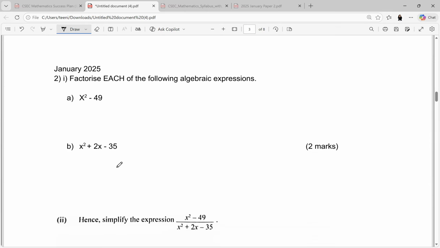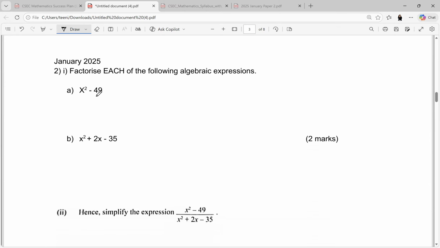Factorize each of the following expressions. Again, these two are quadratic expressions, right? What is this one, 2 part A? What do we call this one, x squared minus 49? Anybody knows? What's the special term that we use to describe x squared minus 49? Difference of squares. Excellent. It's a difference of squares.